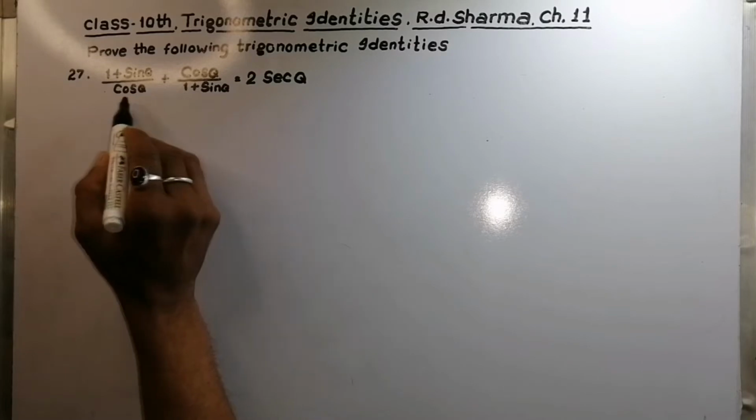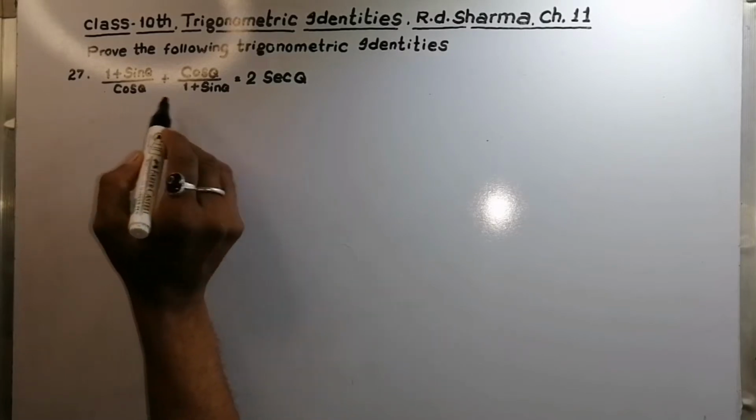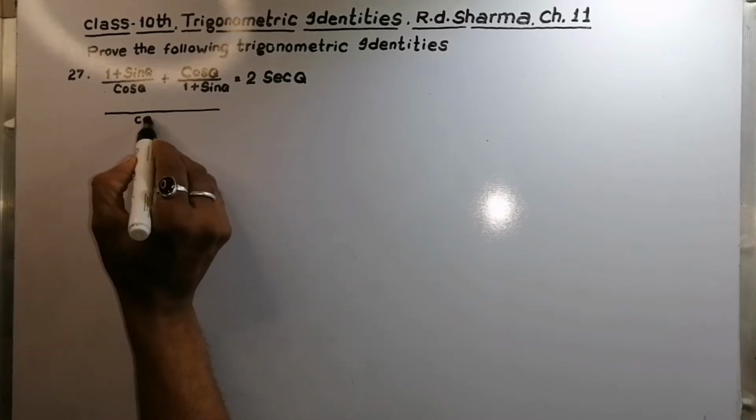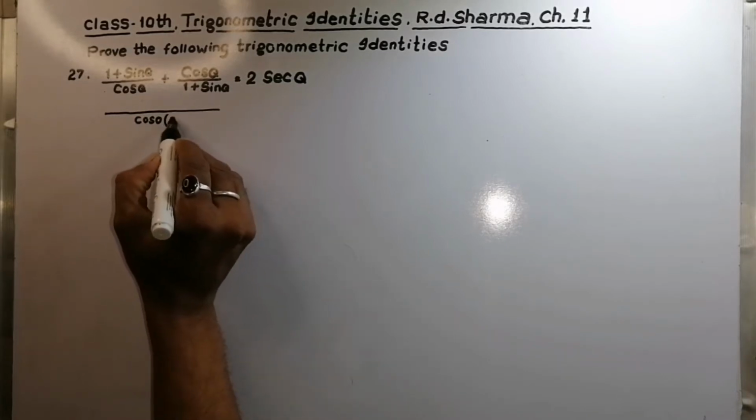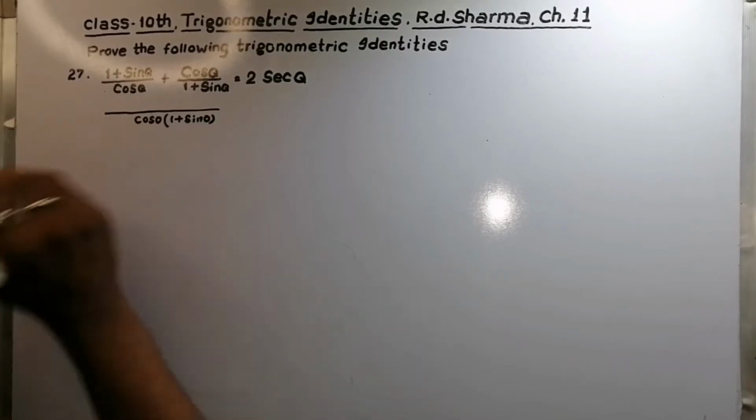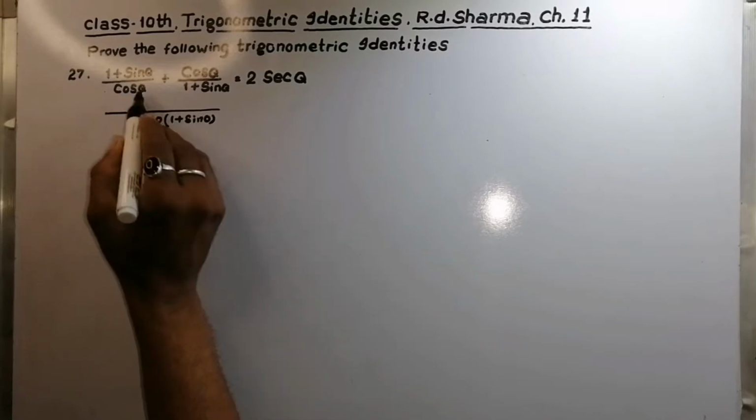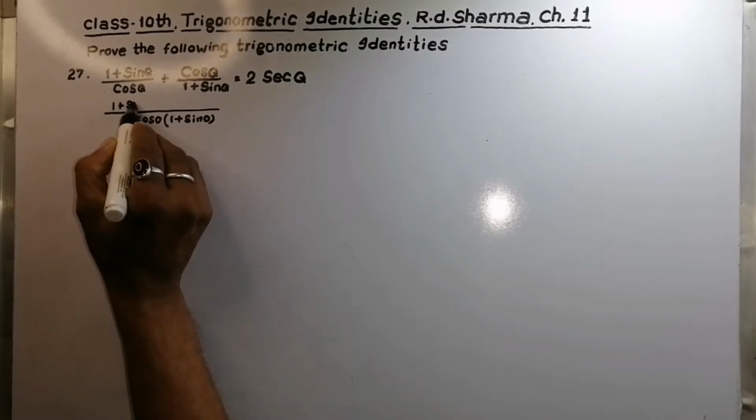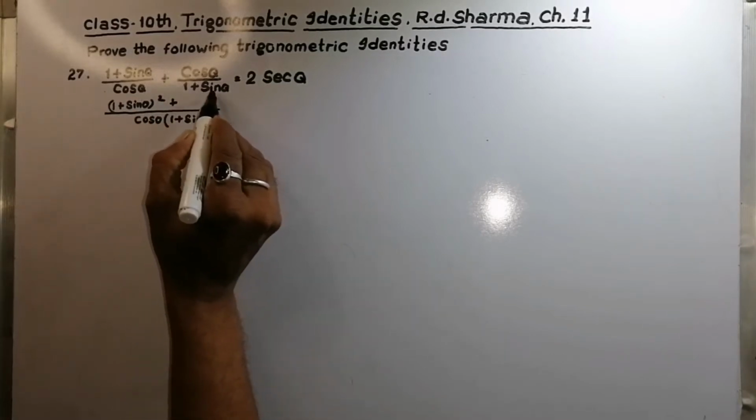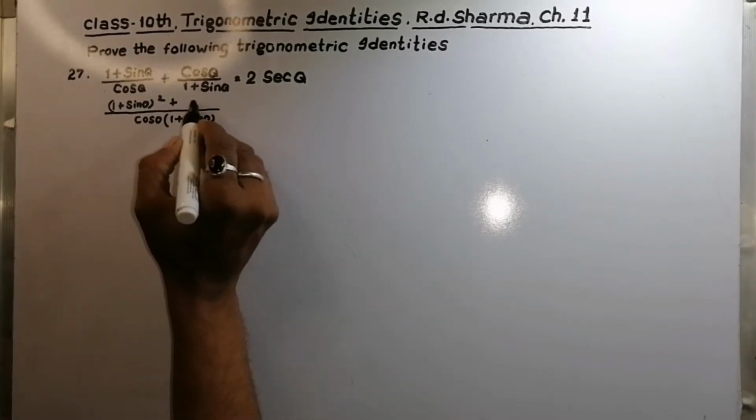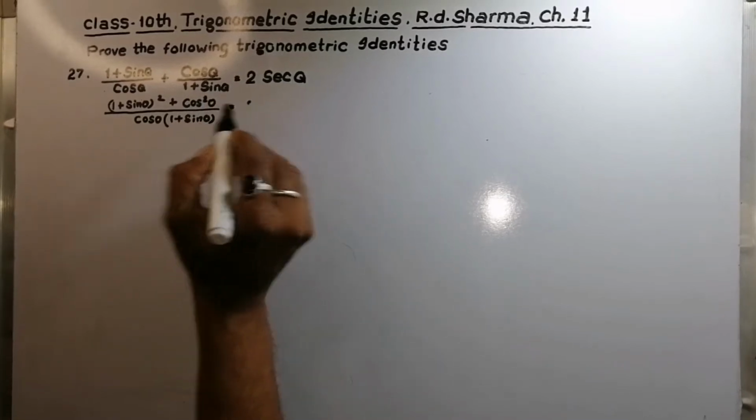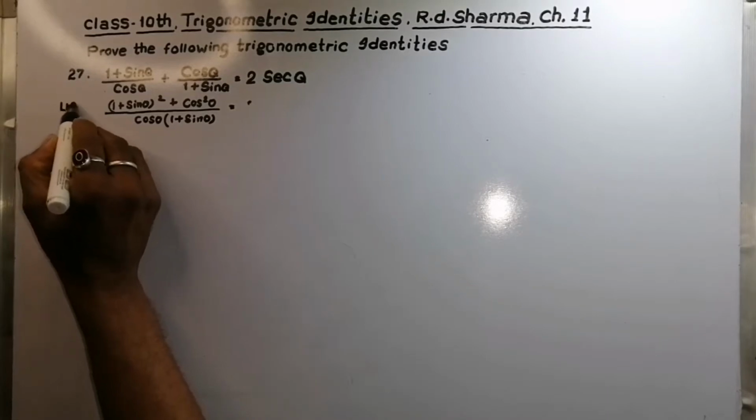First, you take the LCM of both of these, cos theta and 1 plus sin theta. We get here cos theta and 1 plus sin theta. Cos theta divided by cos theta, we get here (1 plus sin theta) whole square. And here 1 plus sin theta divided by 1 plus sin theta, we get here cos square theta, is equal to 2. Here we can write left hand side.